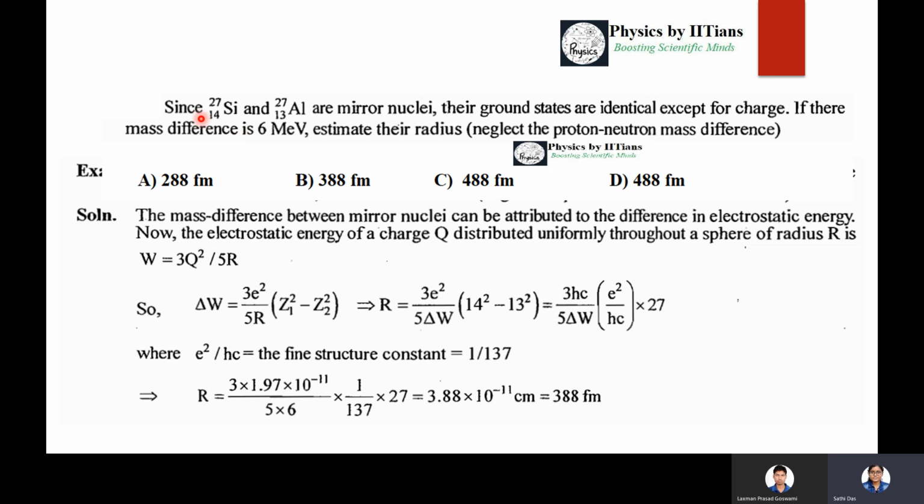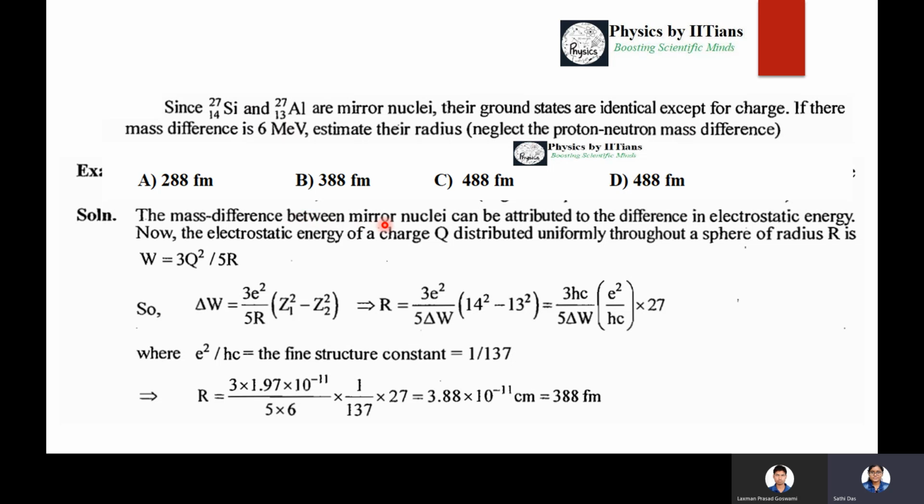Another question. Silicon 27 with atomic number 14 and aluminium 27 with atomic number 13 are mirror nuclei. Why are they so? Because the proton number and the neutron number are exchanged and differ only by 1 unit. So they are mirror nuclei. Their ground states are identical except for a charge. If their mass difference is 6 mega electron volt, estimate their radius, neglecting the proton neutron mass difference.